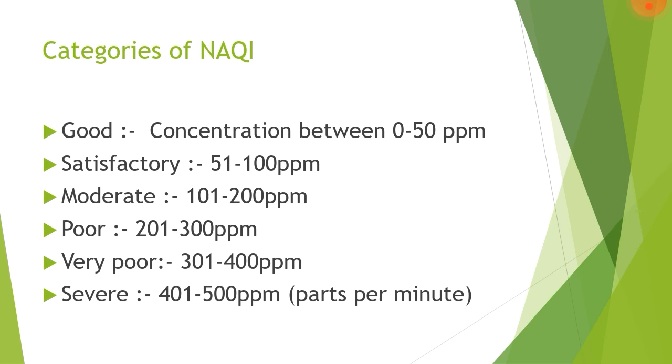So first is good. If the concentration is between 0 to 50 ppm, then it is good. Then if the concentration is between 51 to 100 ppm, then it is satisfactory. Then if the concentration is between 101 to 200 ppm, then it is moderate. Then if the concentration is between 201 to 300 ppm, then it is poor. And if the concentration is between 301 to 400 ppm, then it is very poor. While if the concentration is between 401 to 500 ppm, then it is severe.